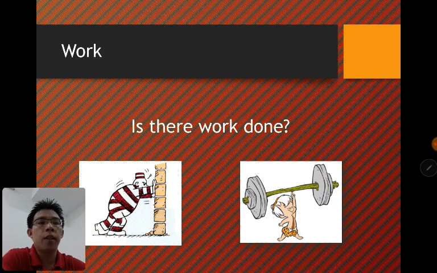And the answer is, the guy on the left hand side is not doing any work, and the guy on the right hand side is doing work. So what's the difference between these two that we can categorize them as doing work and not doing work? The answer is very obvious: it is when the thing that you exert a force on is moved by the force. Then we say if there is distance moved, then there will be work done.